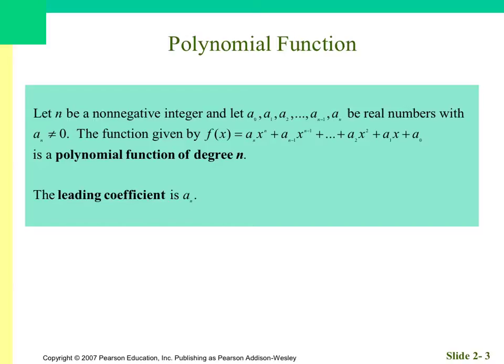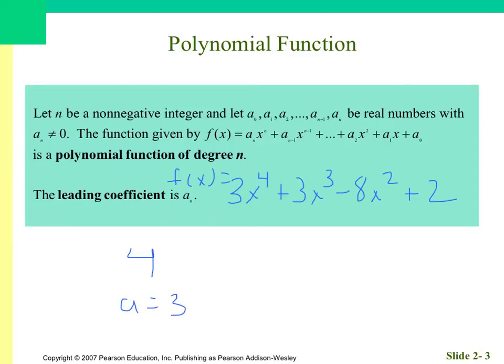So, for example, there is a polynomial function, I should say f of x equals. What is the degree? 4, because that's the highest exponent. What's the lead coefficient? What's the number attached to the degree of 4? 3. So the lead coefficient was 3. Okay? You're used to seeing a from ax squared plus bx plus c.